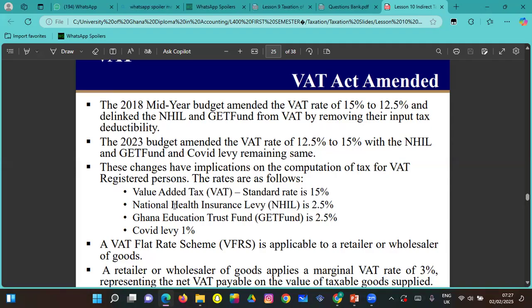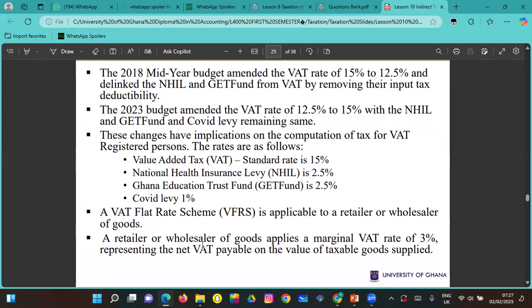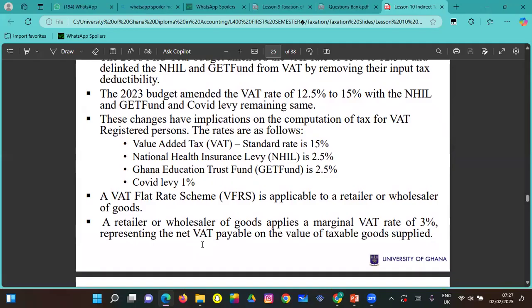So National Health Insurance Levy is 2.5%, GETFund is 2.5%, COVID levy is 1%. And this is likely to also change because COVID is no more. Maybe the COVID levy will be scrapped and the like.